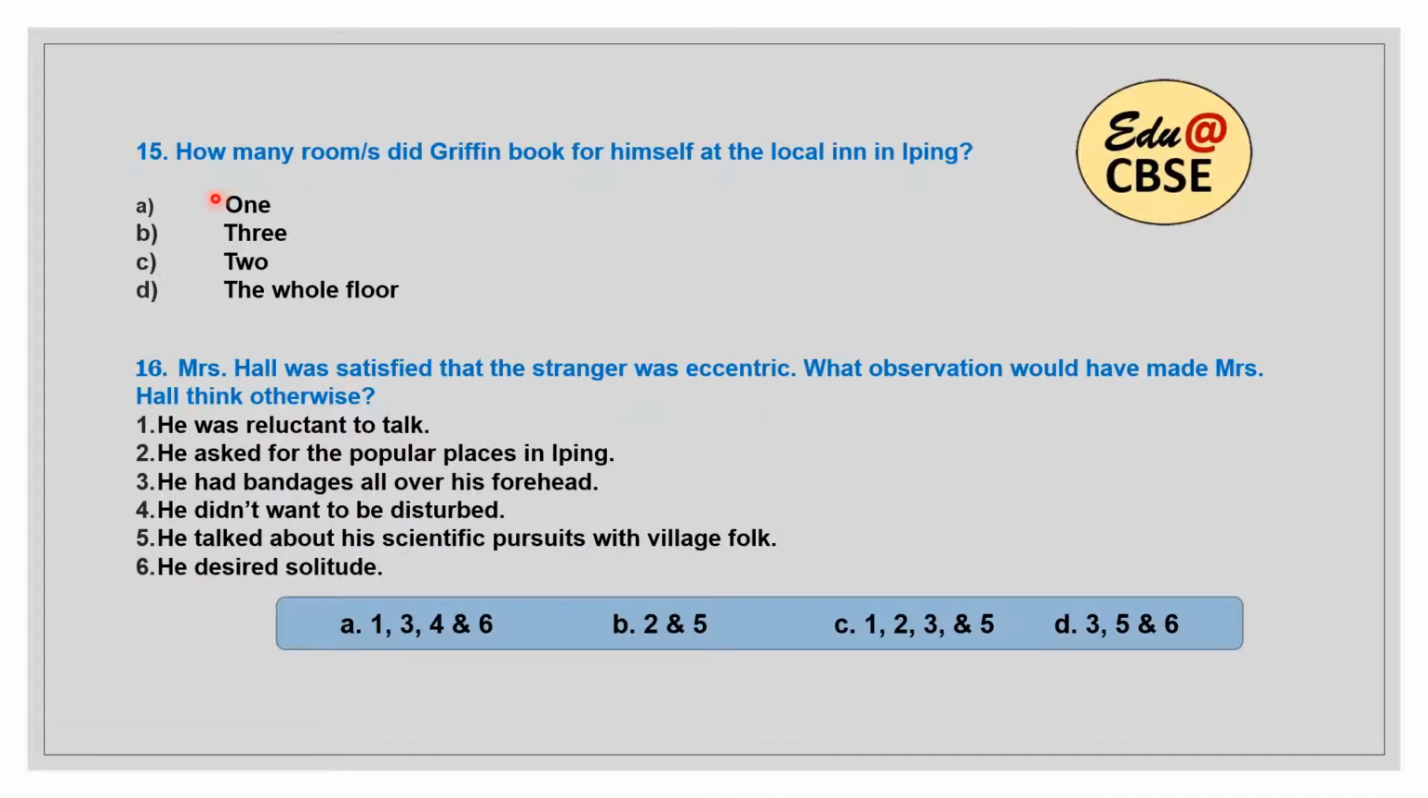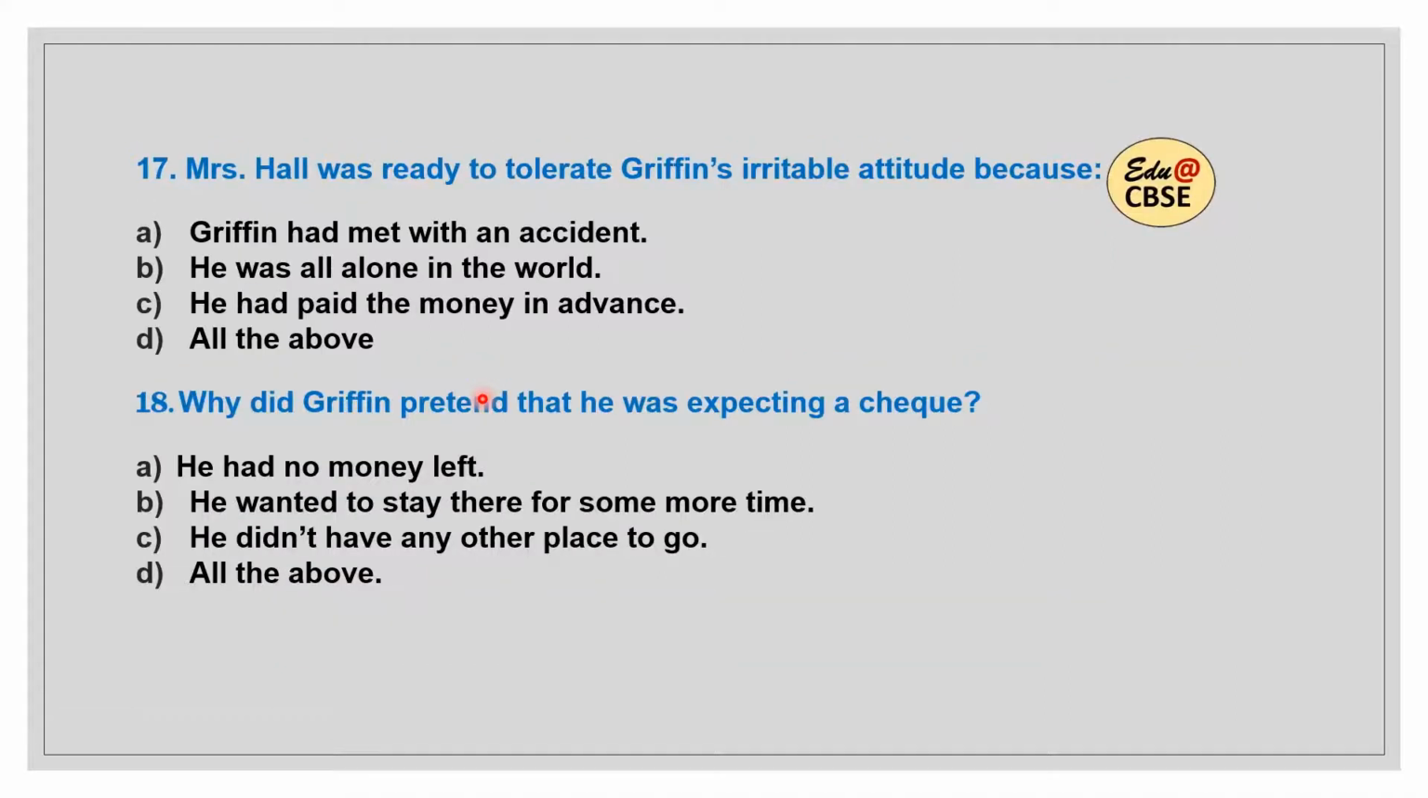15th. How many rooms did Griffin book for himself at the local inn in Iping? 16th. Mrs. Hall was satisfied that the stranger was eccentric. What observation would have made Mrs. Hall think otherwise? Next one. Mrs. Hall was ready to tolerate Griffin's irritable attitude because. 18th. Why did Griffin pretend that he was expecting a check?